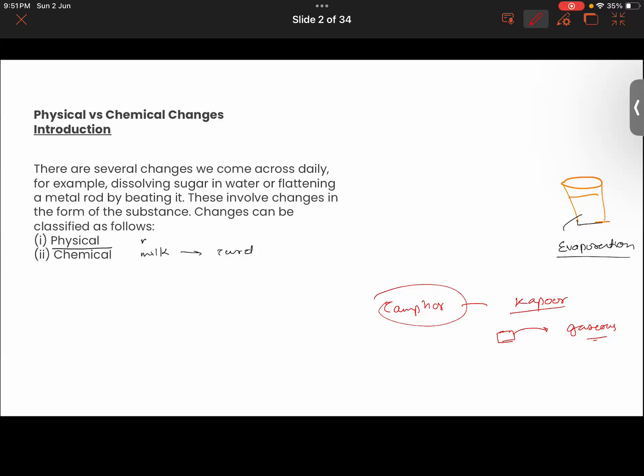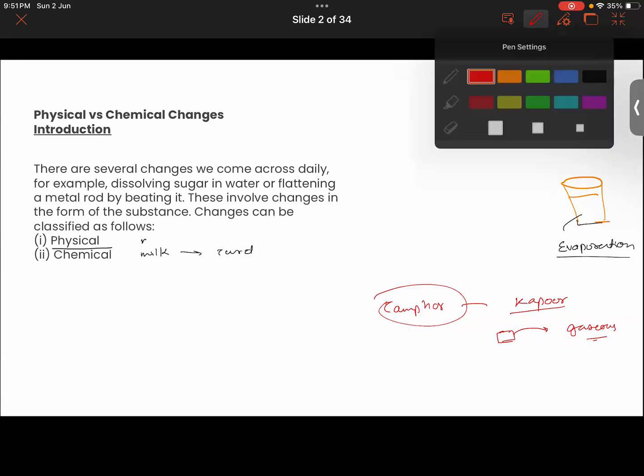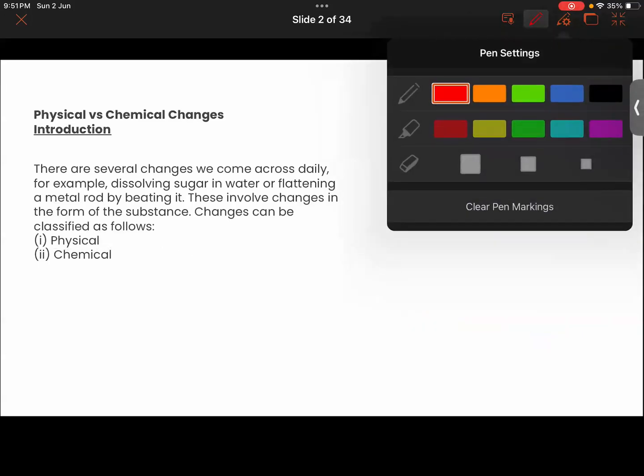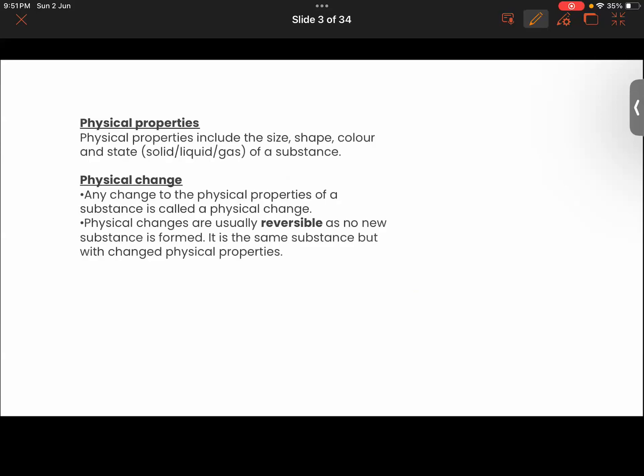So all those examples which we had, whether it be melting of wax or making of ice cream, are different changes that we see around us, and those changes can be categorized as physical and chemical changes. Talking about physical changes, in a physical change only the physical aspects of a substance change, like their shape, size, color and state, while the main composition of the substance remains the same.